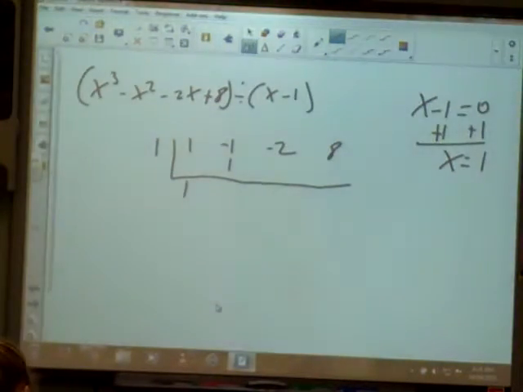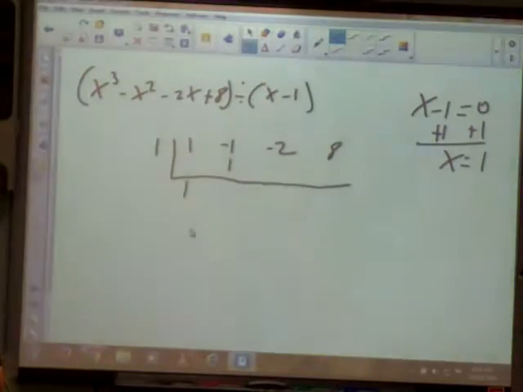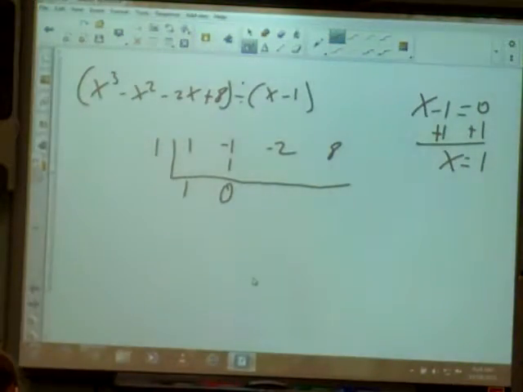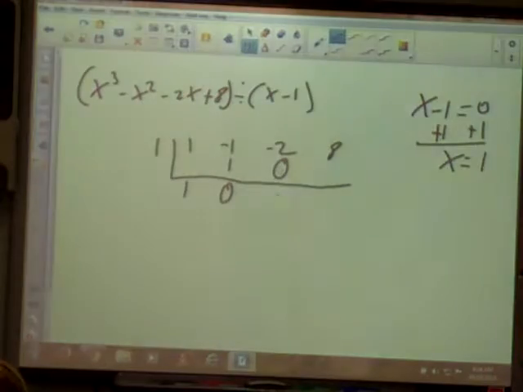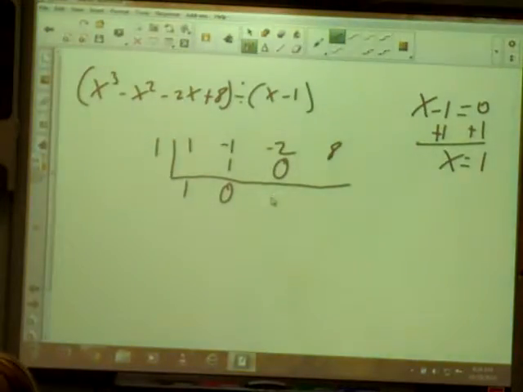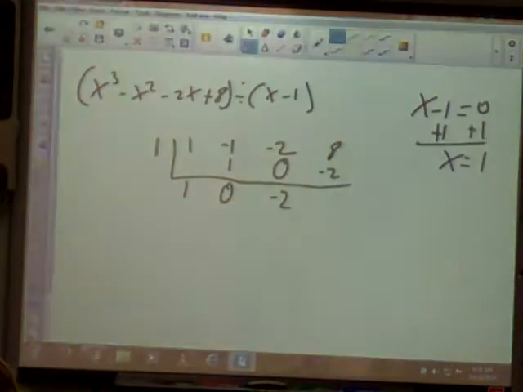So where's that? Oh, hold on, you're already ahead of me. Okay, we did the multiplying. Now I said add, right? So add right there. Negative 1 plus 1. And now multiply. 0 times 1. And then add. Negative 2 plus 0. Now multiply. Negative 2 times 1. And then add. 8 plus negative 2.